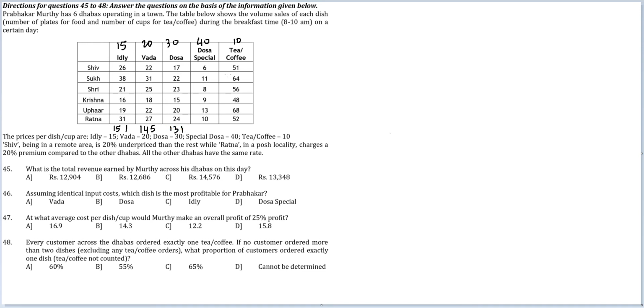I can't do the carryover wala addition for very long, it becomes difficult. 11 plus 6 plus 8, 25, 25 plus 9 is 34, 34 plus 13 is 47, 47 plus 10 is 57. For tea or coffee, 52 plus 48 is 100, 64 plus 56 is 120, so 220 plus 68, so 288, 288 plus 12 gives me 300. I get a total of 339. Okay, these are the amounts of items that have been ordered. Let's get to the prices.